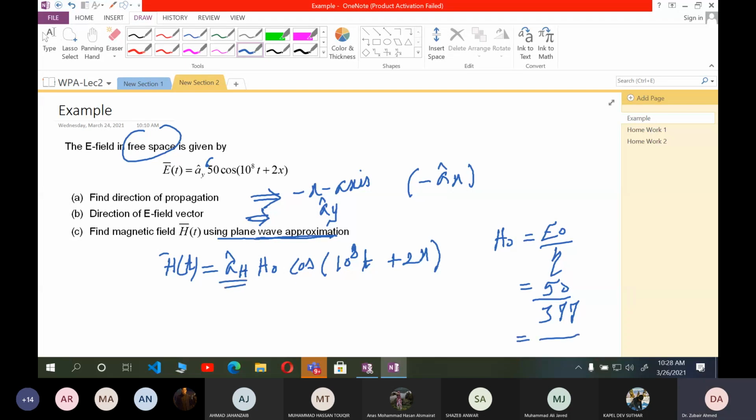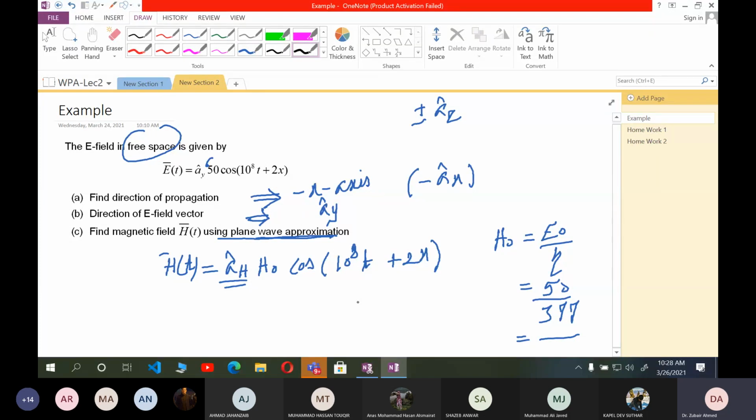What about this aH unit vector? Just intuitively tell me, if the electric field is in the y direction and the direction of propagation is in the x direction, it is the z direction. aH is along az, but we can have positive as well as negative direction. So you can simply tell that it is in the az direction. All we need to do is find whether it is plus az or minus az.